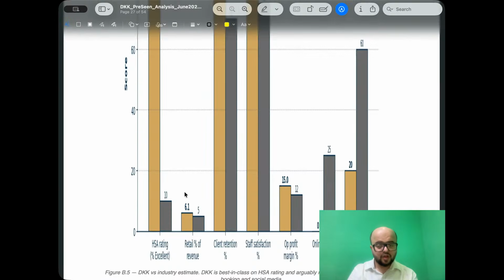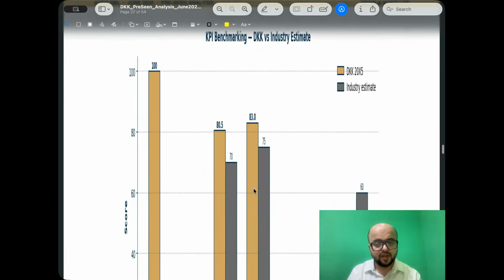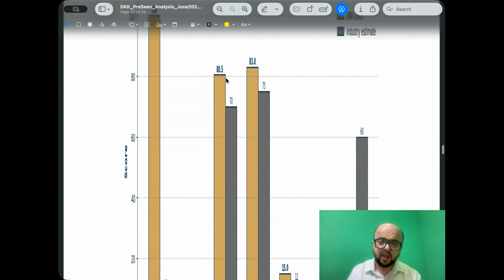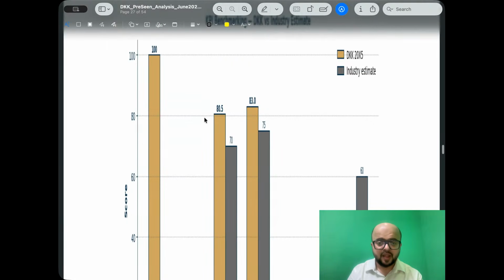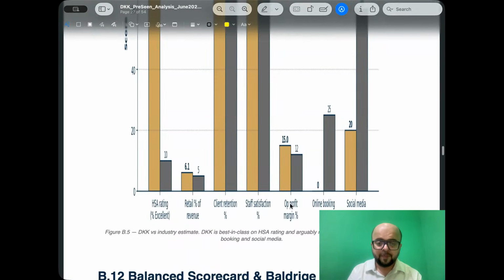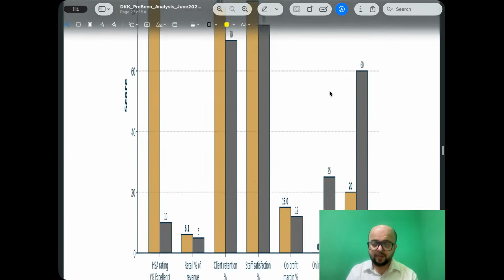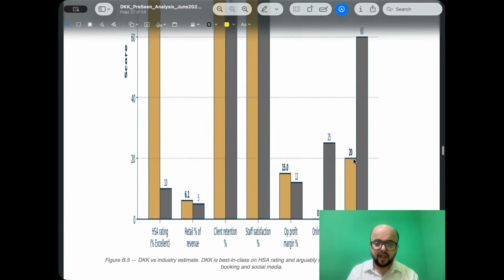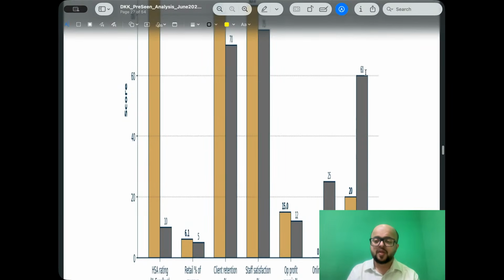Then retail revenue as a percentage of total revenue: 6.1% for DKK, 5% for the industry. Client retention: 80.5% for DKK, 70% for the industry. Staff satisfaction: 83% for DKK, 75% for the industry. Operating profit margin: 15% for DKK, 12% for the industry. Online booking: DKK is 0, industry is at 25. And in terms of social media, DKK is at 20, the industry is at 60.